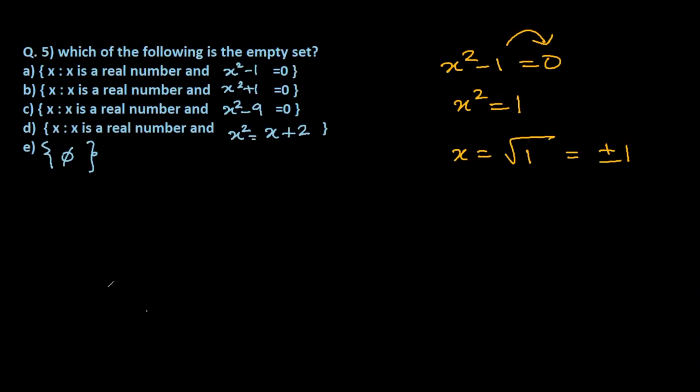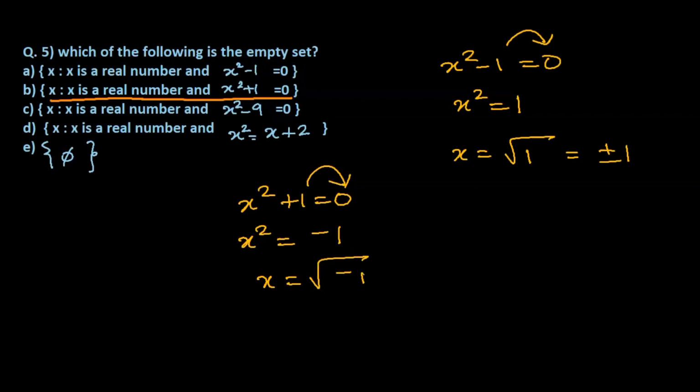Second option, let us take the second option. The set of x, where x is a real number and x square plus 1 is equal to 0. When x square plus 1 is equal to 0, x square will become minus 1, right? So what is x? Square root of minus 1, which we know is i, an imaginary number, right? So it is not real. So in this definition, x is defined as real, and the expression defining x is like this, so it cannot happen. So the answer here is option B.